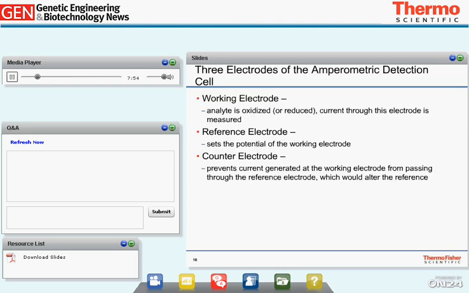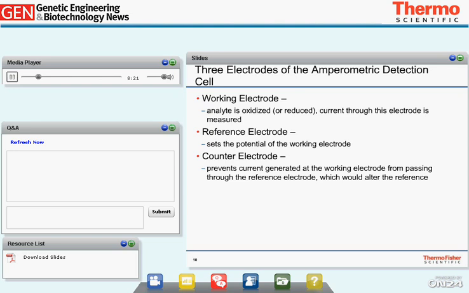The electrochemical cell used for carbohydrate analysis is the so-called three-electrode design. It consists of, first, a working electrode, and the working electrode is where the analyte is oxidized or reduced. Current through this electrode is measured by the electronics of the detector. For carbohydrate analysis, the working electrode is gold. The reference electrode sets the potential of the working electrode.